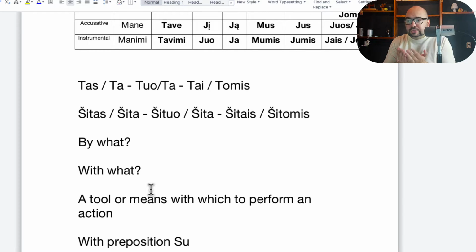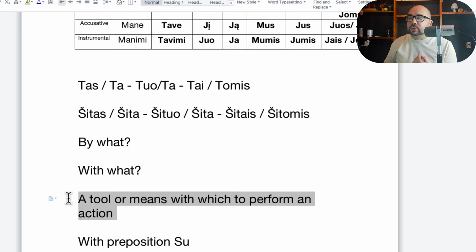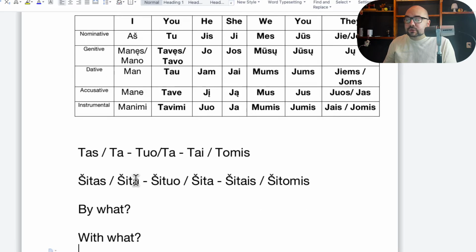So basically when you say by what or with what, or basically just a tool or means with which to perform an action, right? Something that you're using to do an action, you use instrumental case. That's what you're doing basically.